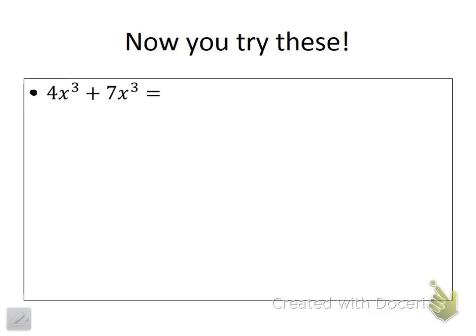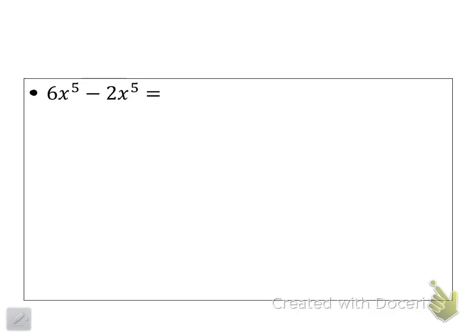Okay, so we're going to try adding these. For adding monomials like this, so this is a monomial and this is a monomial, we're just going to add the numbers in front. So 7 plus 4, which is 11, because we're adding things with the same base. Okay, so this, we're going to minus the things in the front. So 6 minus 2 is going to be 4x to the 5th.